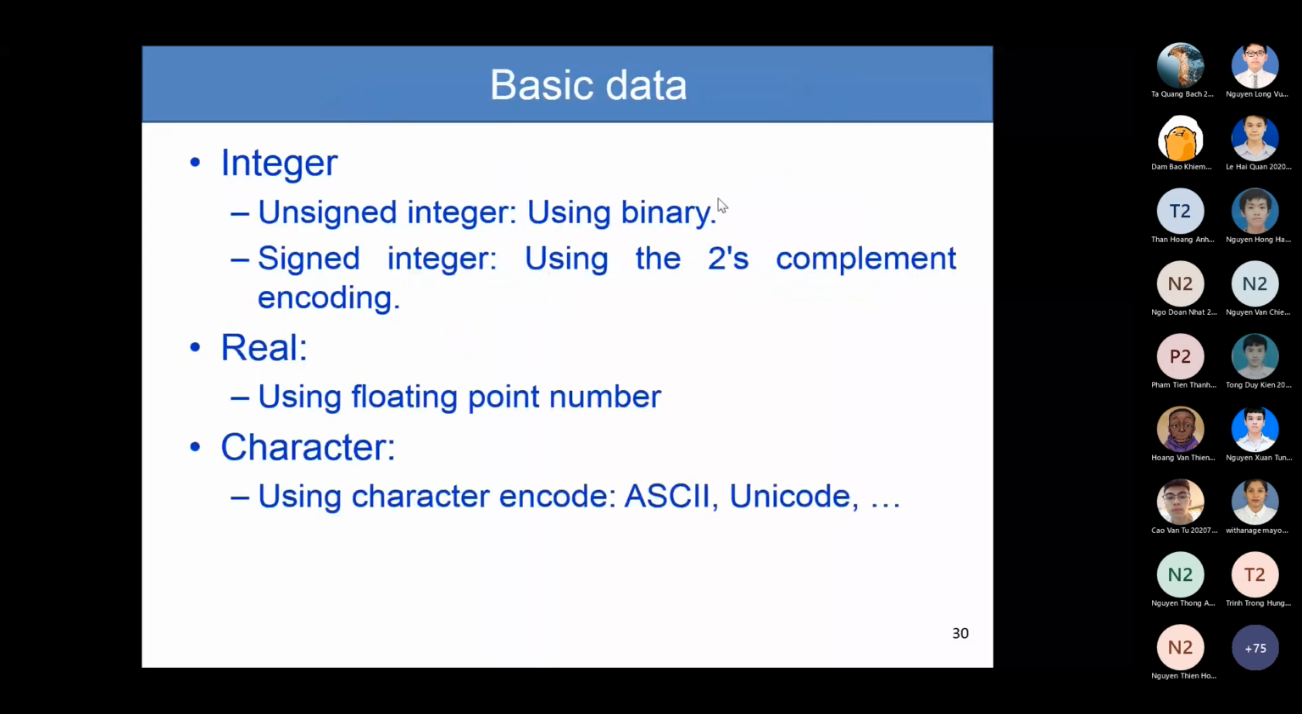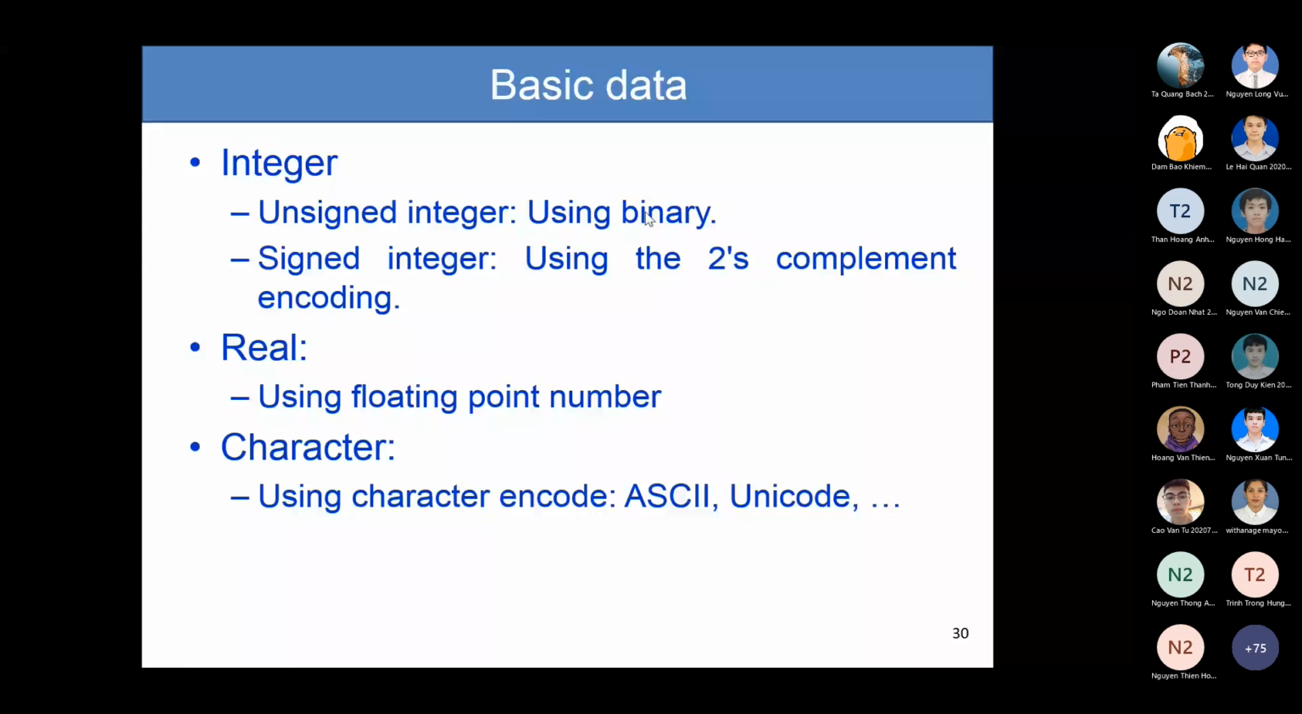Okay, so for the basic data, we have integers, real numbers, and characters, 3 kinds of basic data. So we will study how to represent these kinds of basic data in a computer. For the integer, we have unsigned and signed integers. The unsigned is simple. We can represent it by converting it into a binary number, as we studied in the first part of the lesson.